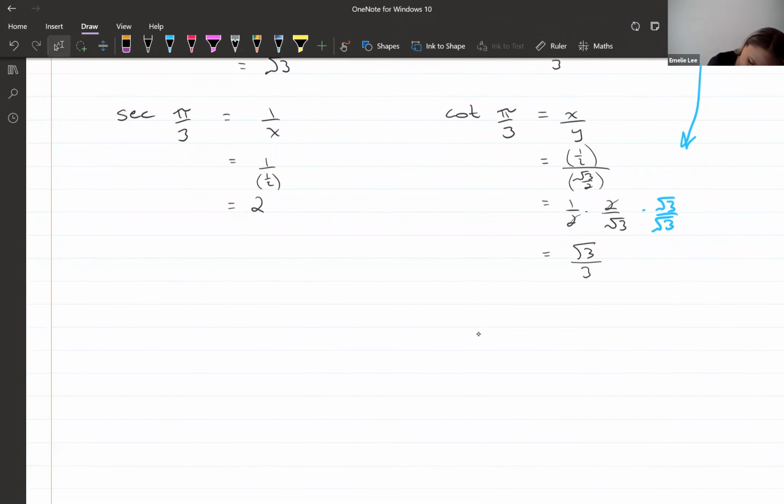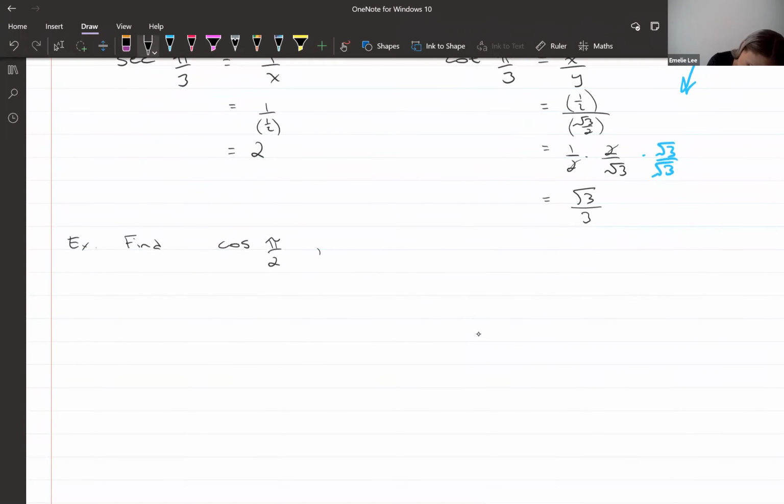Okie dokie. Let's do another example because we had to check whether we were dividing by a 0, right? So let's say we have to find the cos of pi over 2, the sine of pi over 2, and the tan of pi over 2.